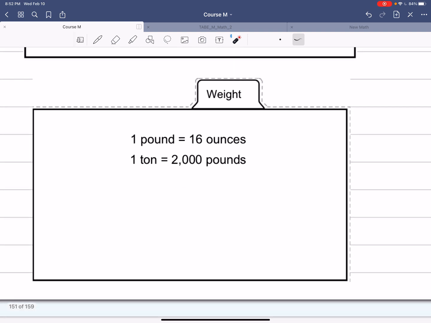Weight, this is the other ounce that you need to be concerned with. This is not a fluid ounce. This is a measure of mass, or actually weight. 16 ounces equals 1 pound, and 2,000 pounds equals 1 ton.